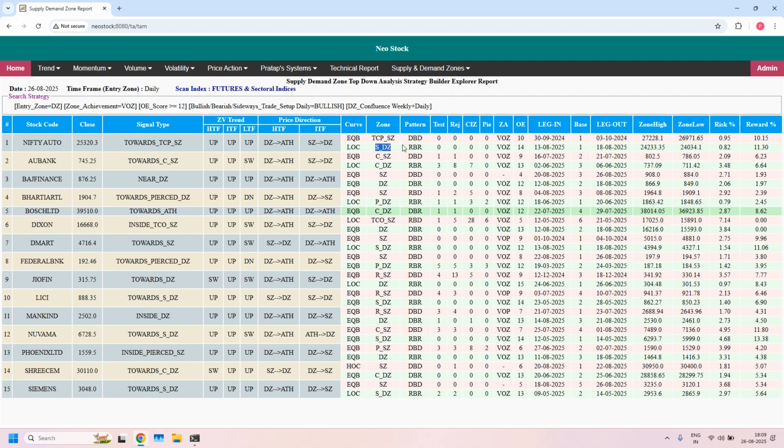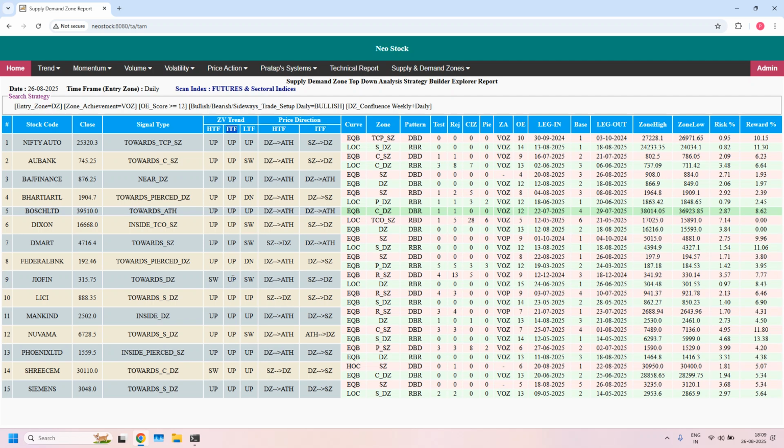All these are all daily demand zones. Leg in, base candle count, leg out. So these are all daily demand zone statistics. In all these 15 daily demand zones, they are overlapped with weekly demand zone and also weekly trend.